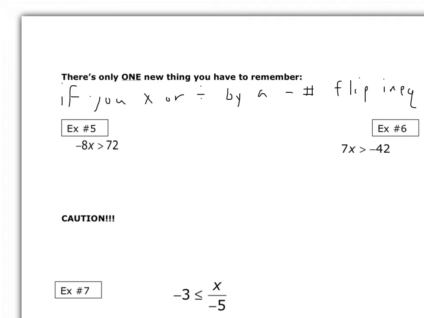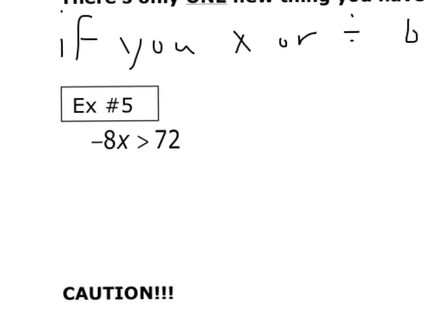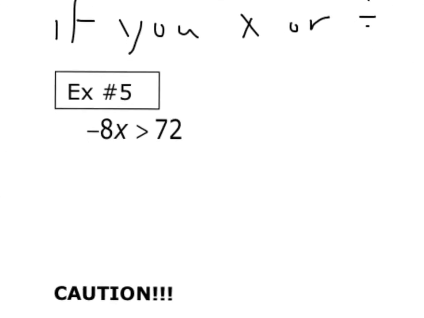Okay, so one more time, if you multiply or divide by a negative number to get x by itself, you must flip around your inequality to face the other direction. Okay, so let me give you an example of what that would look like. Okay, so you're going to solve these problems just the same as you normally would, except if you divide by a negative number, you have to flip the inequality.